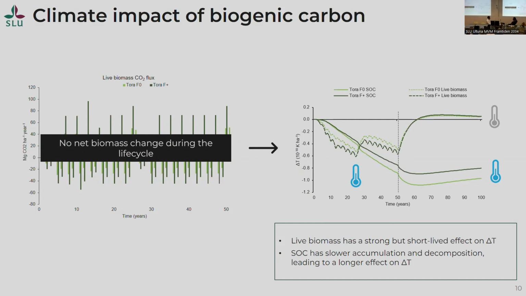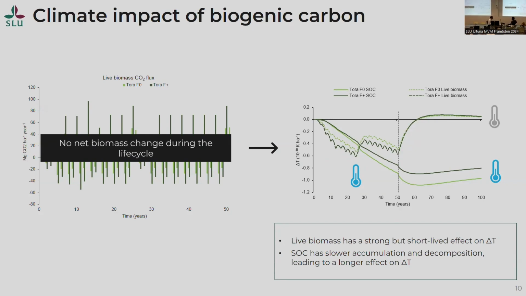Yeah. And also the inputs have a delay. That's why there is a small increase after the end of the 50 years, which is because of the input from the stumps that are uprooted and then added back to the soil. So the temperature effect on the soil carbon will extend more into the future. Yeah.